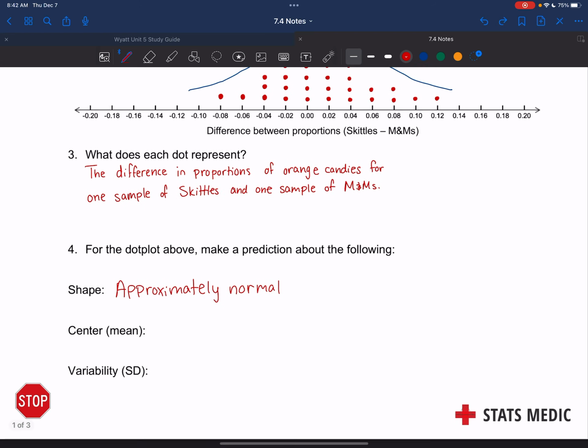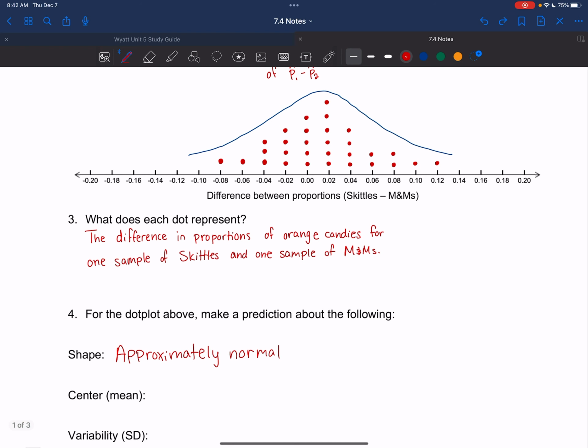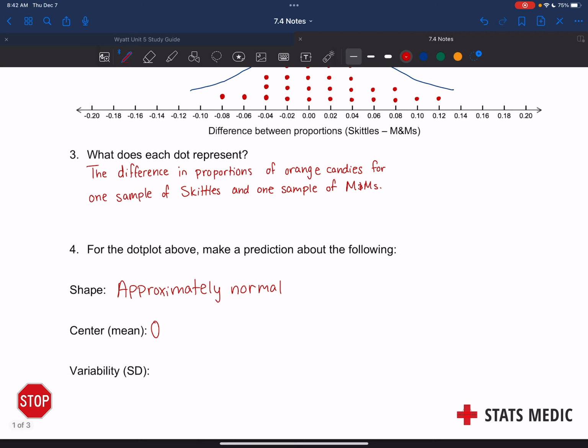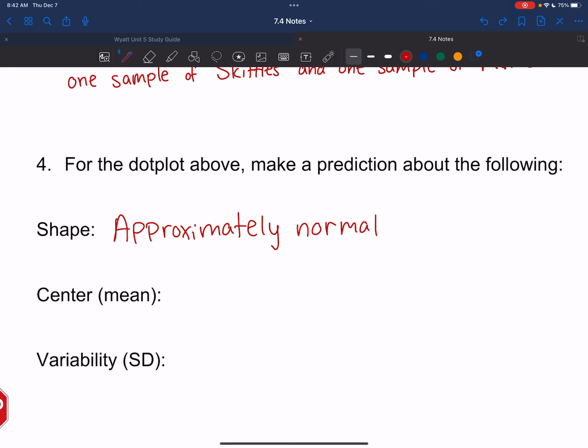All right, and then the center looks like it might be around 0 or 0.02, somewhere around in there. So we can kind of estimate, we can just say it's something like 0 or 0.02. We're not trying to be exact here because we're just kind of eyeballing it, right?